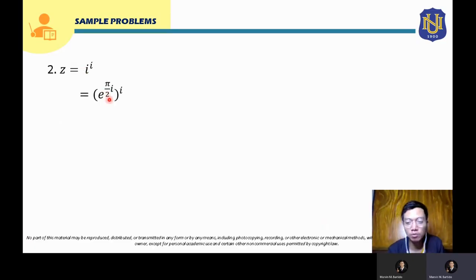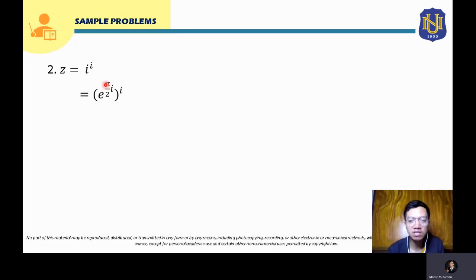Converting i into exponential form, we actually derived the value of i in one of our discussions here. We know that i is equal to e raised to pi over 2i. This is in rectangular form, so we just convert it to exponential form. To solve this, you just have to solve for r, and the r that you're going to solve here will be 1. The theta that you're going to solve here will be pi over 2.